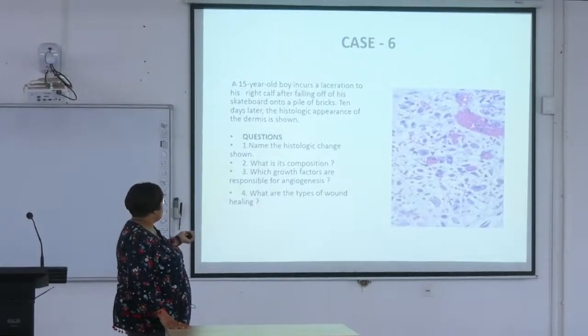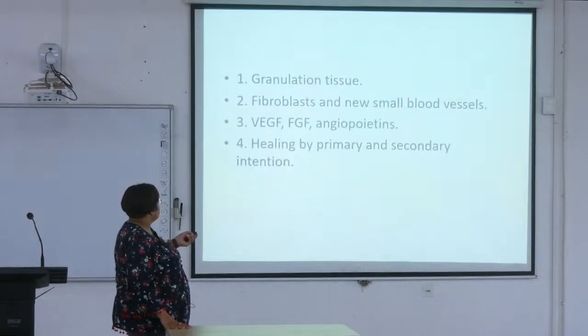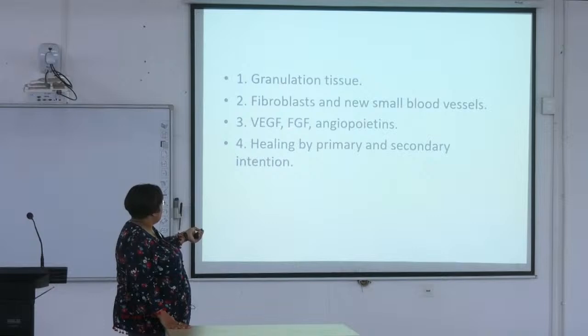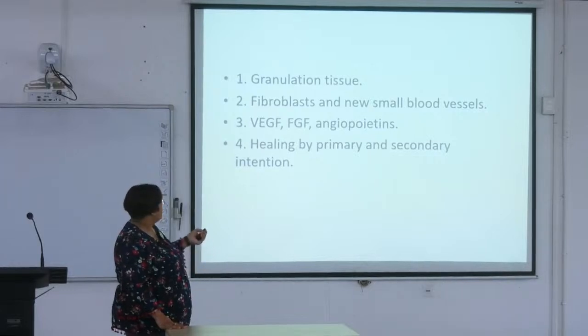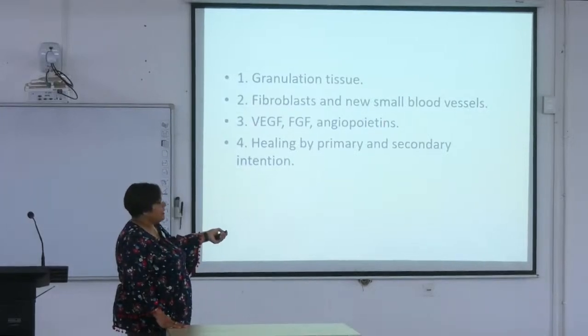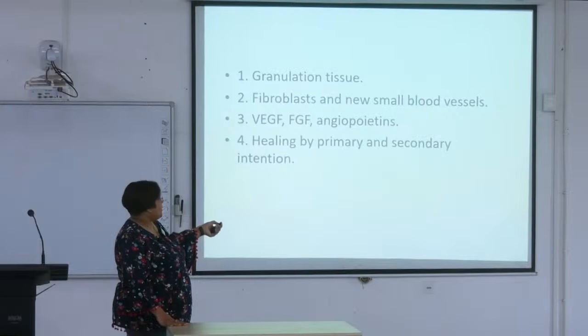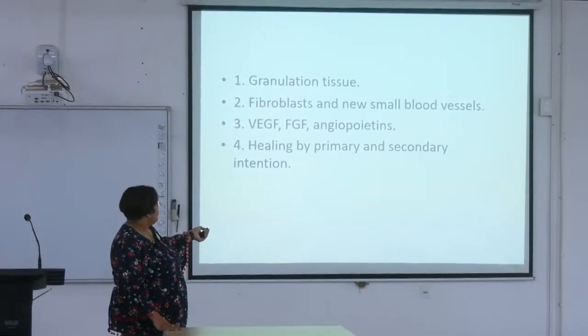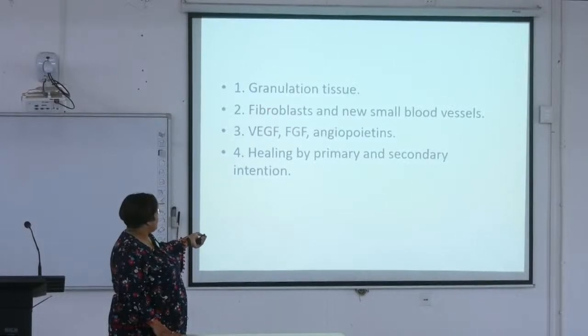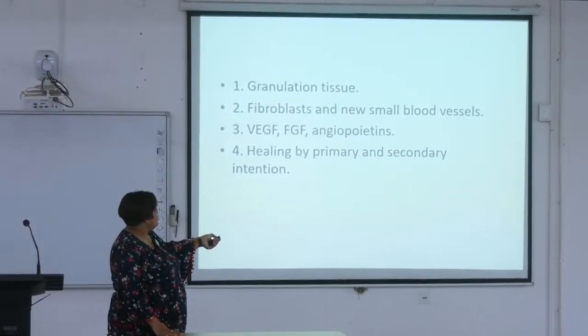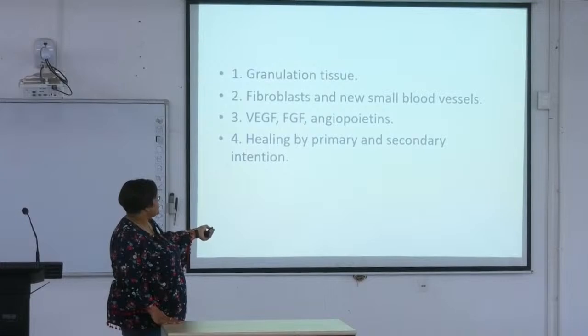The next question is, which growth factors are responsible for angiogenesis. Then you have to name these three factors, VEGF, FGF and angiopoietins. There are many factors which are responsible for new blood vessel proliferation. You have to mention these three at least: VEGF, vascular endothelial growth factor, FGF, fibroblast growth factor, and angiopoietins.